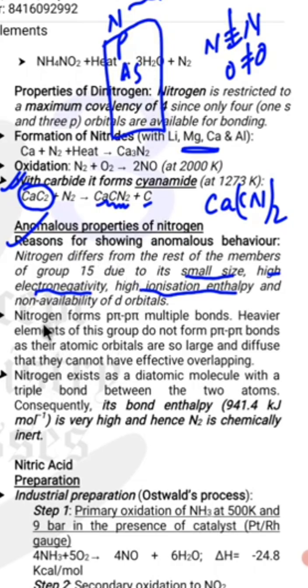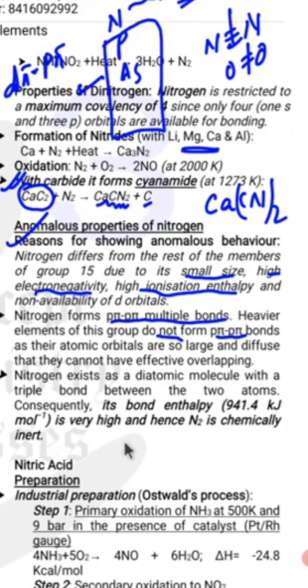Some examples are given here. Nitrogen forms p pi multiple bonds. Heavier elements of this group, that means phosphorus, arsenic, antimony, bismuth, do not form this p pi bond. Instead, these elements form d pi p pi bonds. But nitrogen forms p pi bonds because nitrogen does not have a d subshell, therefore nitrogen cannot form this d pi p pi bond.